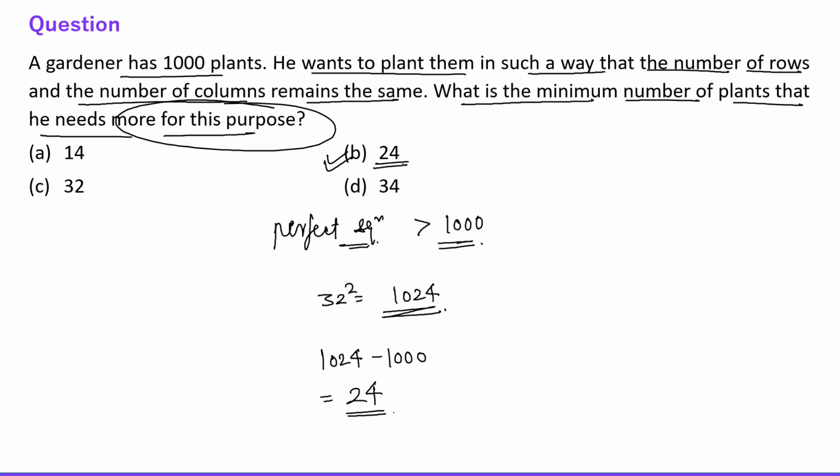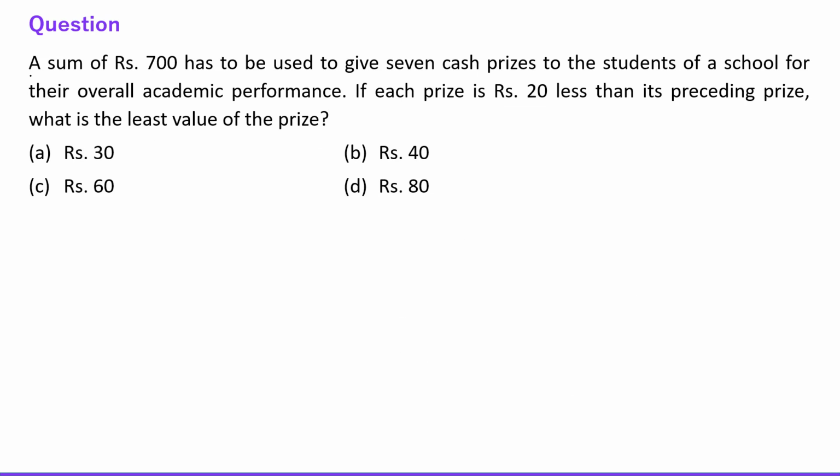24 more plants are required for this purpose, because he is making the same number of rows and the same number of columns, right? So 32 rows and 32 columns will be there, and it will be like a square. Fine, like 32 by 32, whose side will be 32. Fine, so this will be like this. Okay, right. All right, now let's move to the next question.